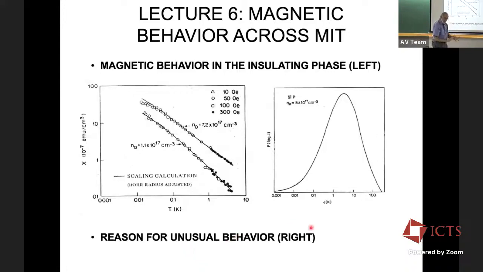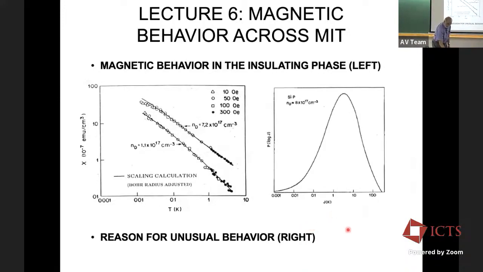So that sort of sets the stage. On Tuesday, I went through the magnetic properties in the insulating phase. And bottom line is that you get a susceptibility that's diverging at zero temperature. And you get a magnetization curve that is nonlinear as a function of field, but it's not given by a Brillouin function either.